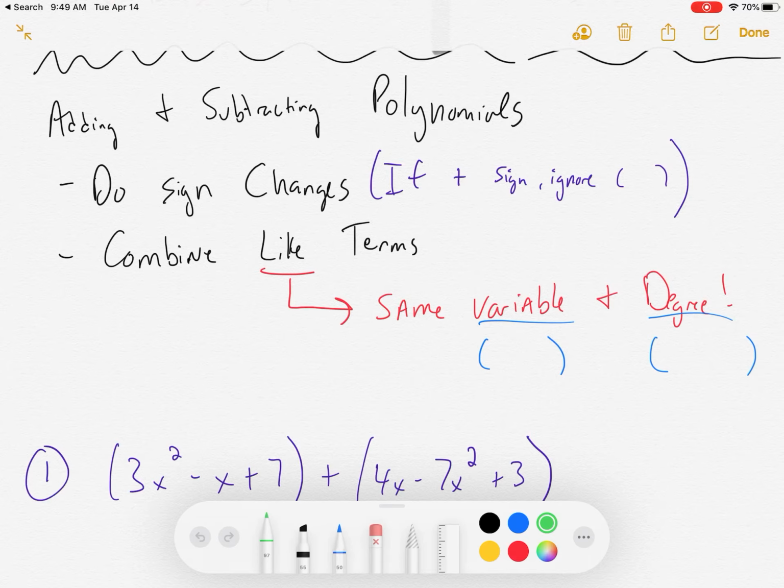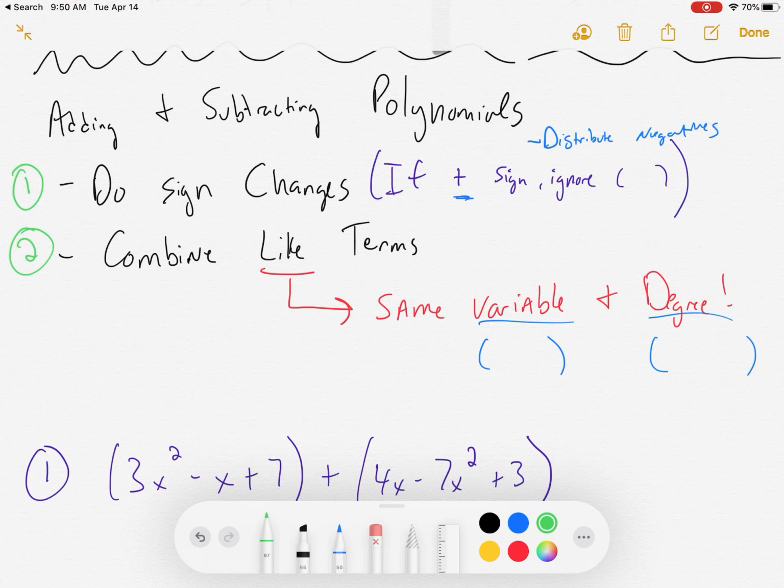So again, a polynomial is just something with 4 or more terms, and each term is separated by a plus or minus sign. So the name of the game today is going to be doing sign changes first. This is our first step right now. So what that means is if there's a negative, we need to distribute. So I'll write that right here. Distribute negatives. Now, if there's no negatives, so if there's just a plus sign, we're going to ignore the parentheses, okay? Just drop them out. The next step is to combine like terms.